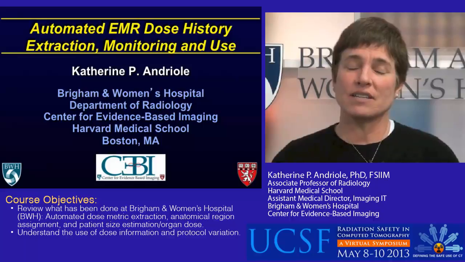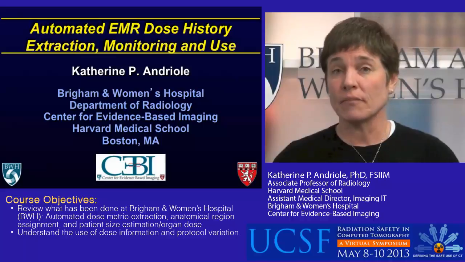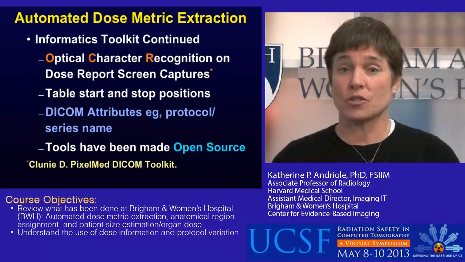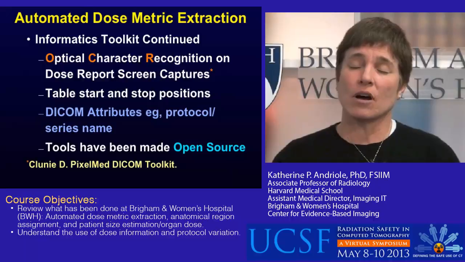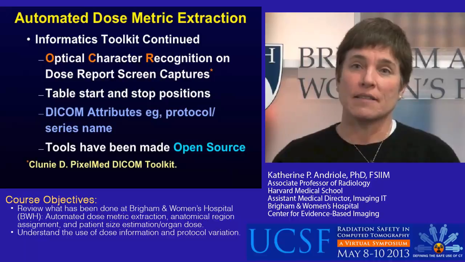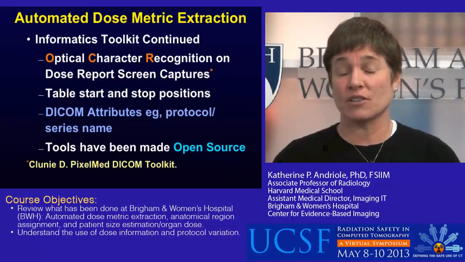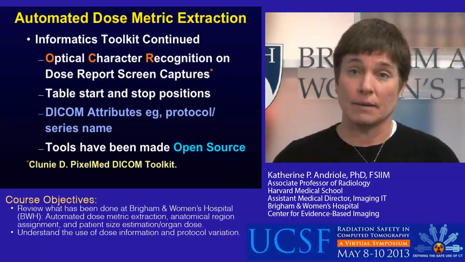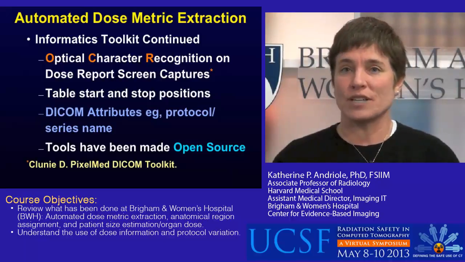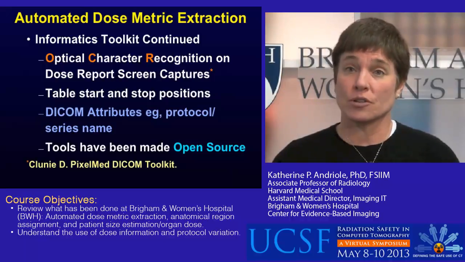So our automated dose metric extraction takes from the electronic medical record dose screen our existing archive and extracts volume CT dose information, or CTDI vol, and dose length product, or DLP. We use an optical character recognition tool that is open source. We used Dr. David Clunie's tool from his DICOM website, but there are other tools available that enable you to screen scrape from dose report screens the information that we need, in particular CTDI vol and DLP. We also captured our table start and stop positions, and using DICOM attributes and protocol and series name, we assign body part. We've made our tools open source as well.